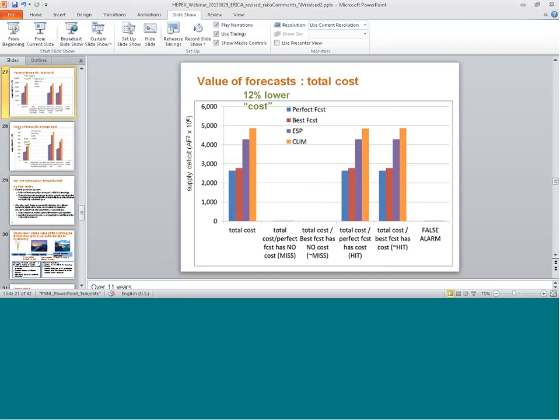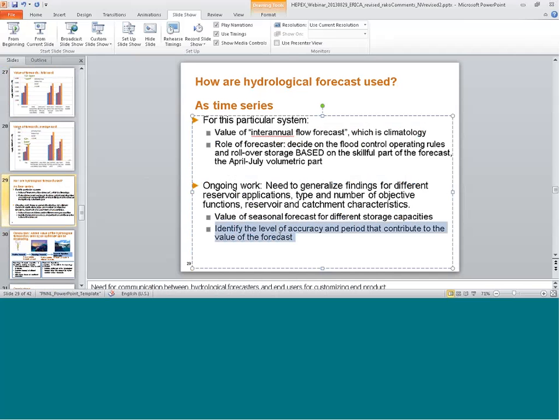So what we want to do now is really see, so we know that this is the non-skill of the climate, a little bit from still improving the initial conditions, but what is the period of skill it needs? Does it need April to July, or if we are going April to August, what would we get if we had skillful forecast from April to July, but then we had perfect knowledge from August to the end of the forecast, past the water year, how much would we win? That's exactly what we're trying to go next, is identify the level of accuracy and period that contribute the most to the value of the forecast.